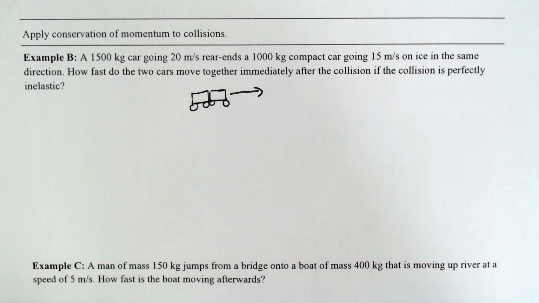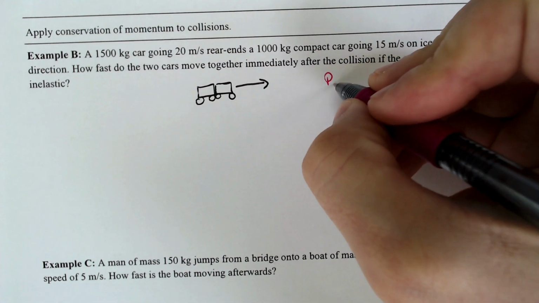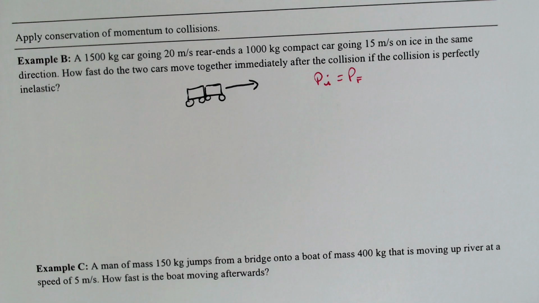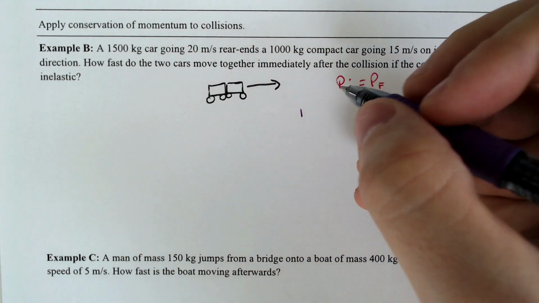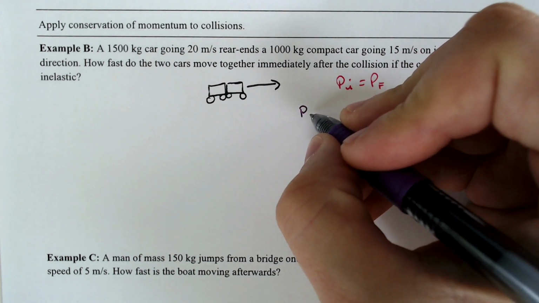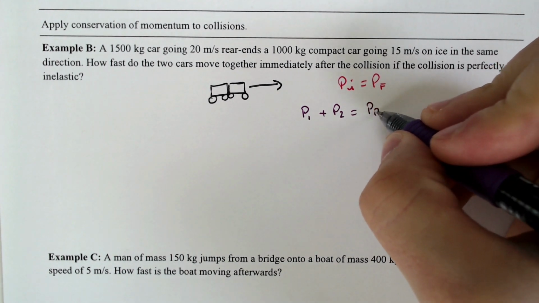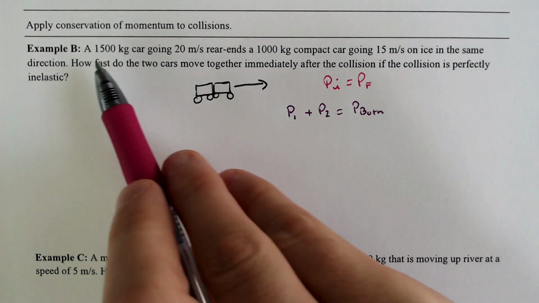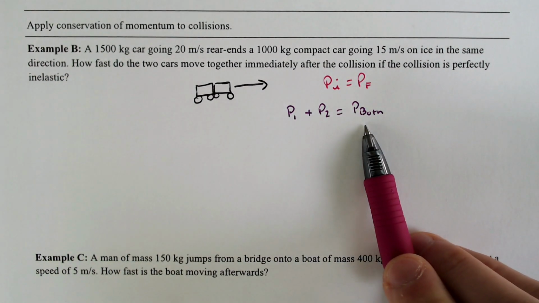Well, for starters, we have to understand that the initial and the final momentum will have to be the same. So that means that initially we had this P1 plus P2, which will have to equal the P both. So I'm going to explain what that means here. We've got the momentum of the first car and the momentum of the other car. They're going to be combined, and that would be equal to the momentum of both cars put together.